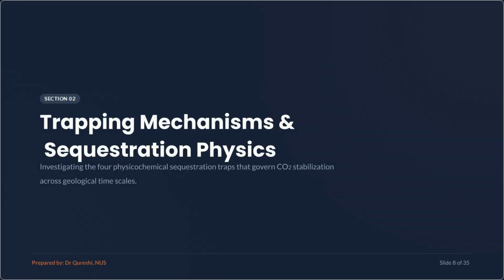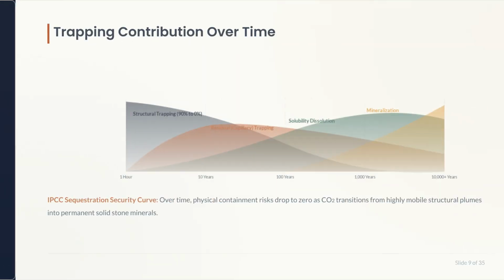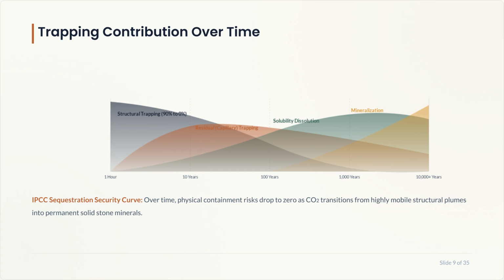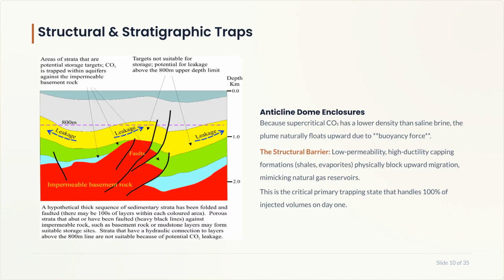In Section 2, we investigate the 4 primary physicochemical trapping mechanisms that ensure long-term CO₂ stabilization within geological formations. This security curve demonstrates how physical containment risks diminish over time as CO₂ transitions from mobile plumes to trapped, dissolved, and finally, mineralized forms. Structural trapping is the immediate primary barrier to CO₂ migration.